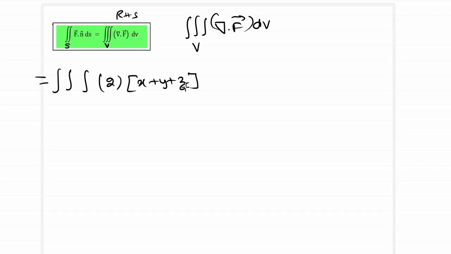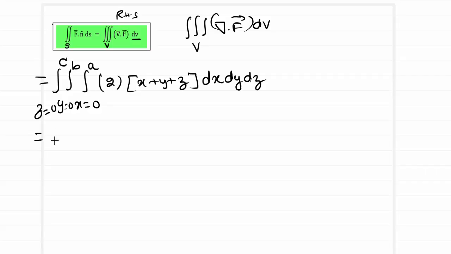So how many variables are there? 3 variables. What are the limits for my variables? x varies from 0 to a, y varies from 0 to b, and z varies from 0 to c. So I can write this dv as dx, dy, dz. Now it's time for integration. Take the 2 common outside.